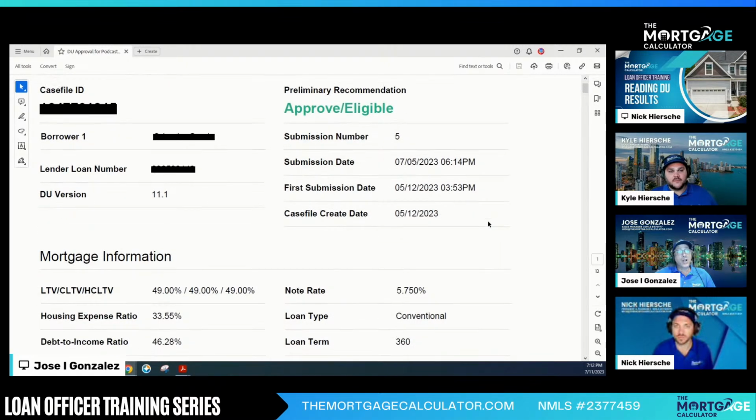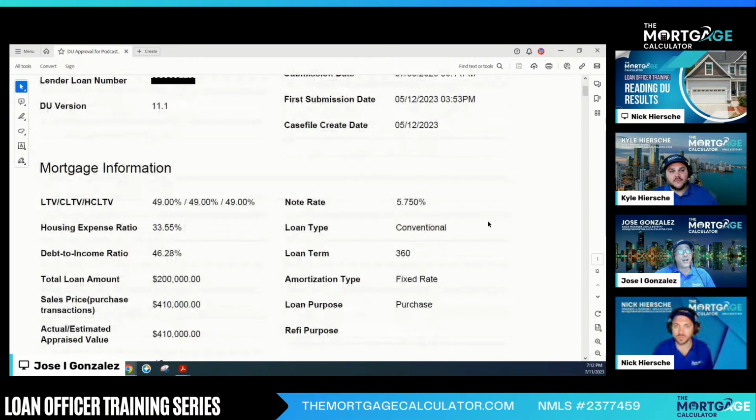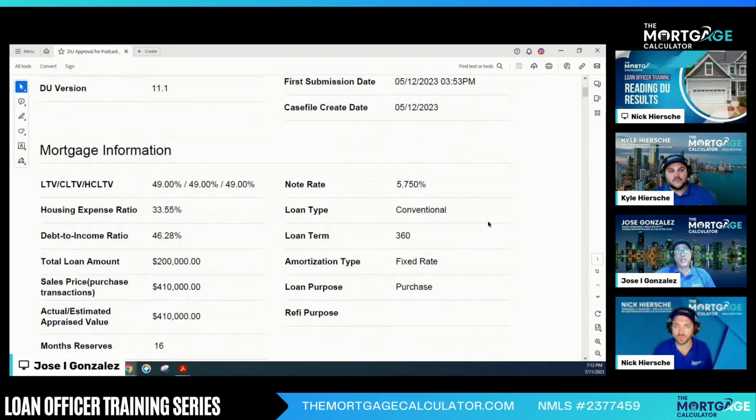Now, we would all love to have a file like this one, right? 49% LTV, given a big down payment. But a little bit of the backstory. This is the second time that I do a loan for this borrower. First time I refinanced his home, and now he is selling his home, has plenty of money to put down on the one that he's buying.